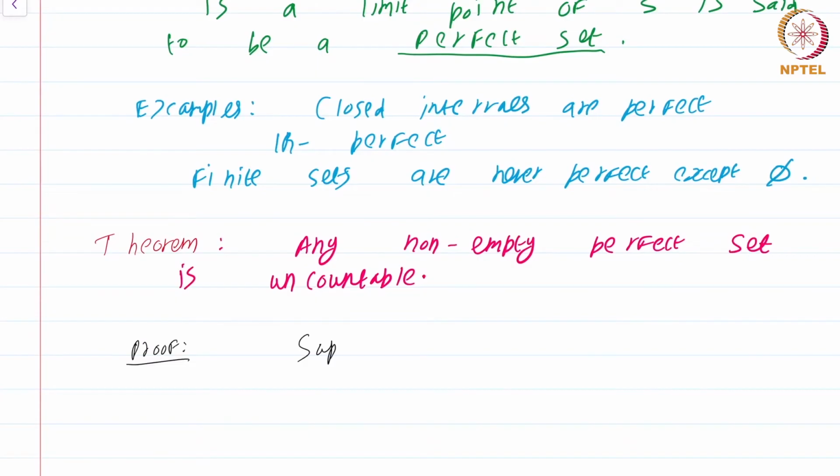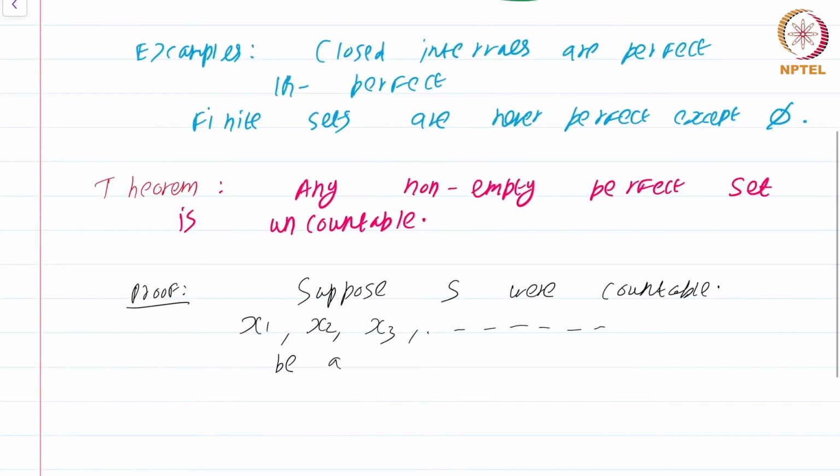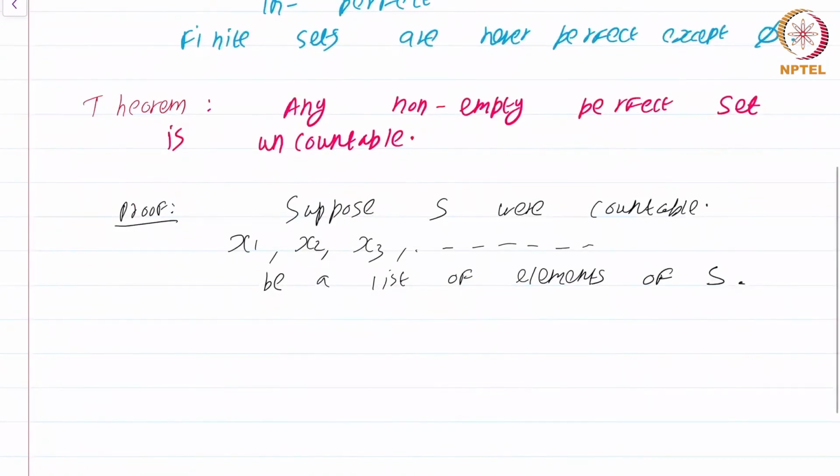Suppose S were countable. Then list out the elements x1, x2, x3, and so on, a list of elements of S. Now note that each one of these elements, x1, x2, x3, is going to be a limit point of the set S, right? So what we do is the following.